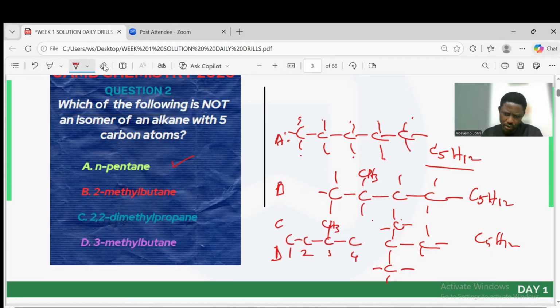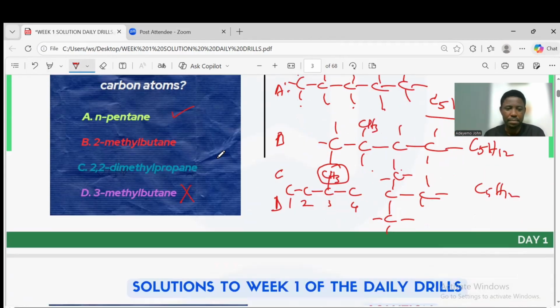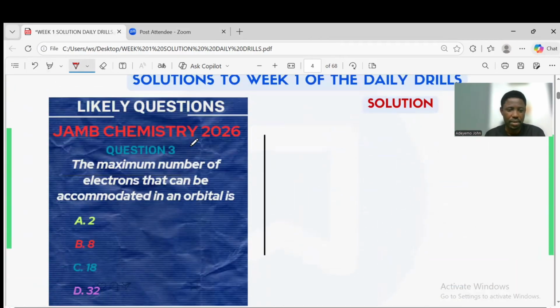I would now count from here because we count from the end that is closer to the position of the substituent CH3. So what we call 3-methylbutane is actually 2-methylbutane. So 3-methylbutane does not exist. So that's the answer, that's why it's D. We really want to make it fast. Let's go to question 3 of day 1.